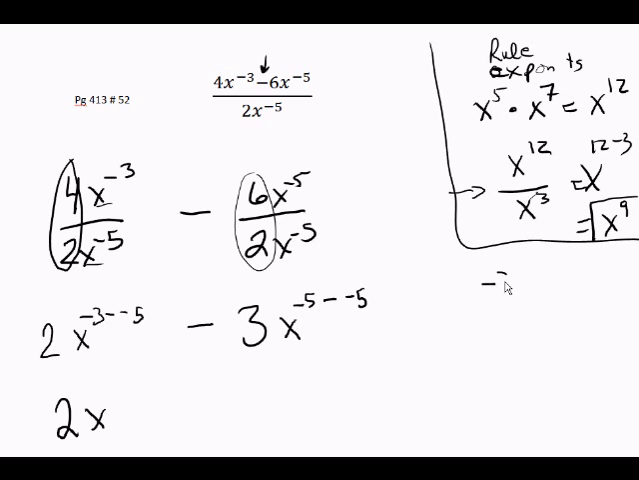2x to the what power for the first one? No. That's why you need a calculator. Yes, a negative negative changes to a positive, right? So it changes to a positive. A negative 3 and a positive 5 is a positive 2. So it's 2x to the 2 power. Minus 3. Now, what do I get on this side?